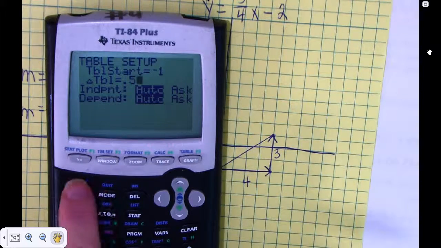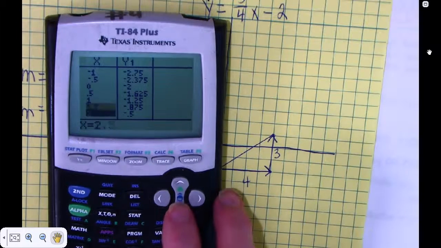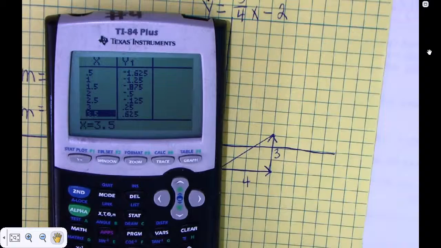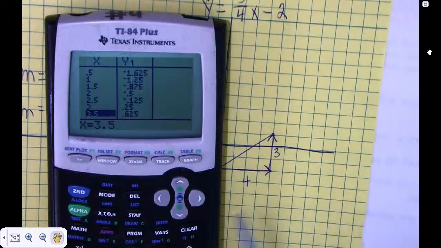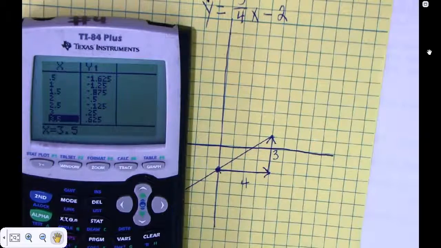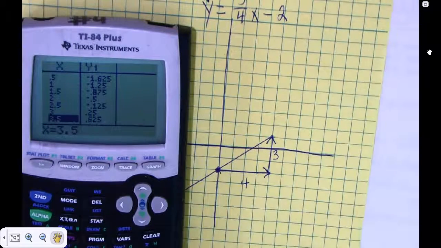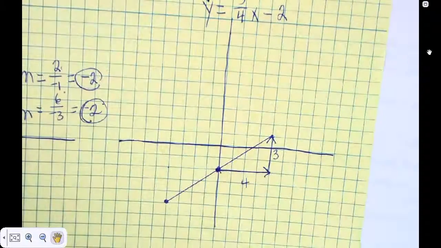Now go back to table, second table. We're still hunting for 0 in the y. We still don't have 0, do we? Look, we don't have 0. It's right between there somewhere. Hang on just a minute. Okay, let's do this on paper, and I'll give you another one that's a little bit easier.